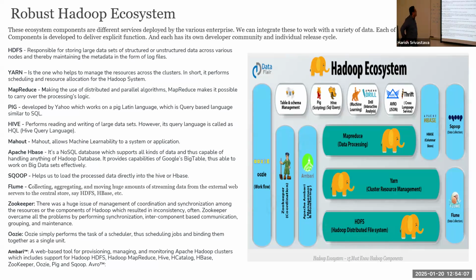Mahout allows machine learnability to a system or application. If you see here, there is a component called Apache Drill for interactive analysis and machine learning. It uses the concept of Mahout. The concept of machine learning comes here using that particular package. Whenever you have Hadoop installed on your machine, you can install any number of packages over it. There are more than 20 of them. I don't remember all the names, but these are very commonly used.